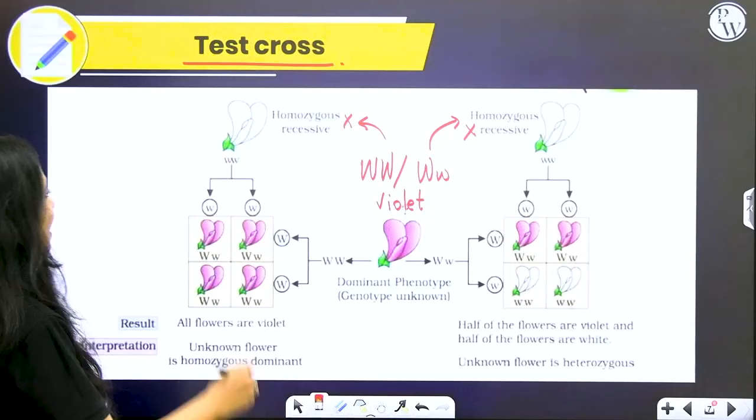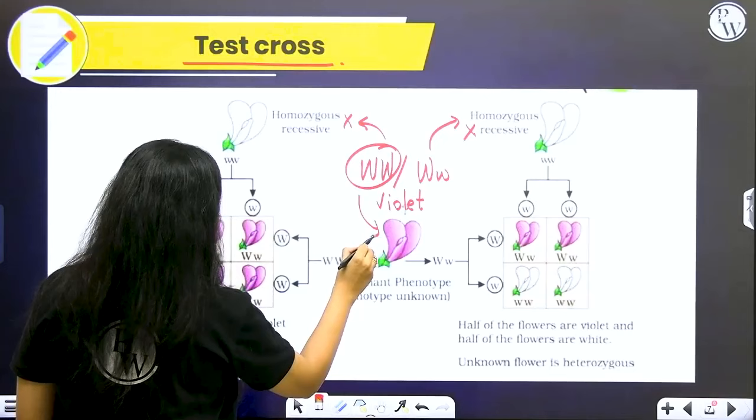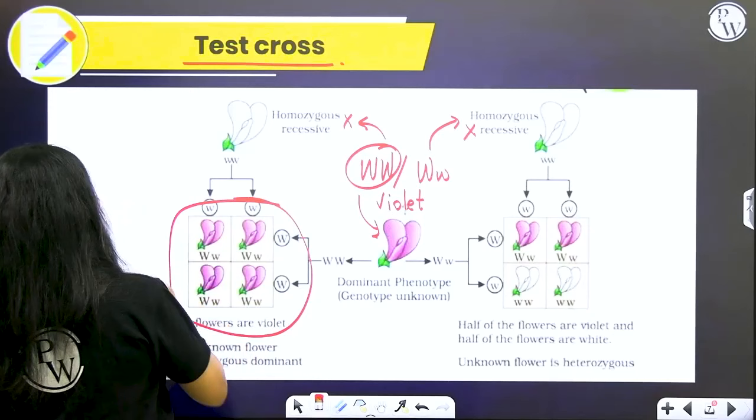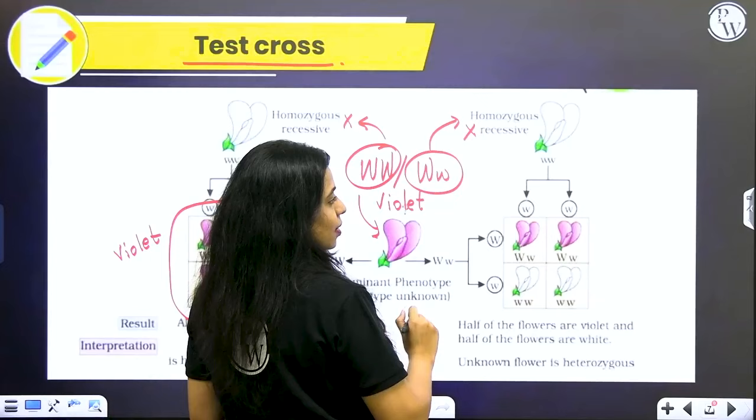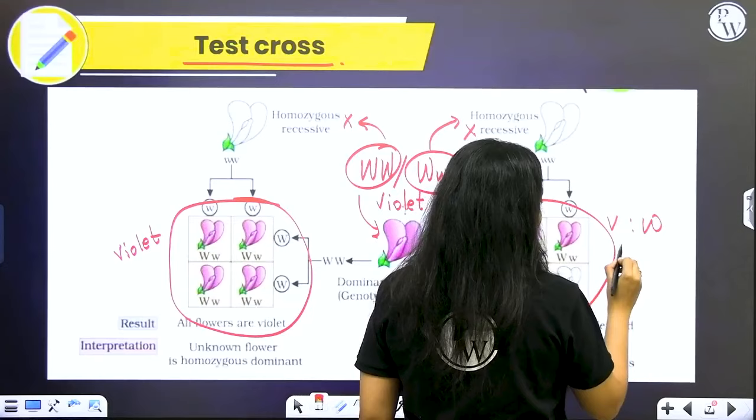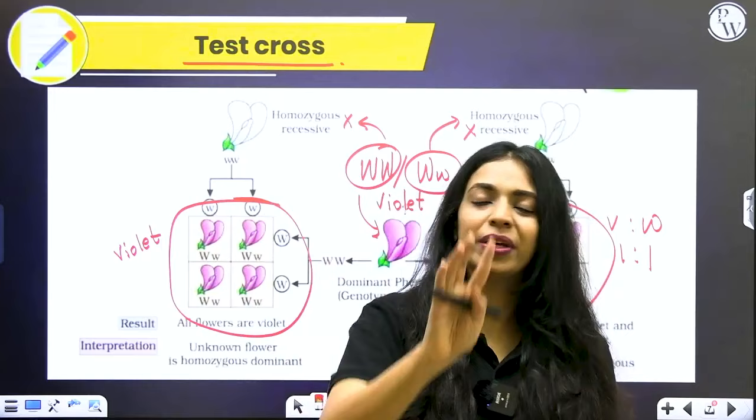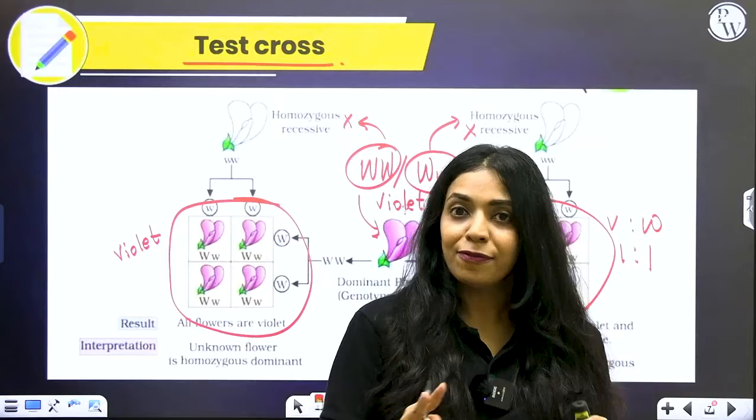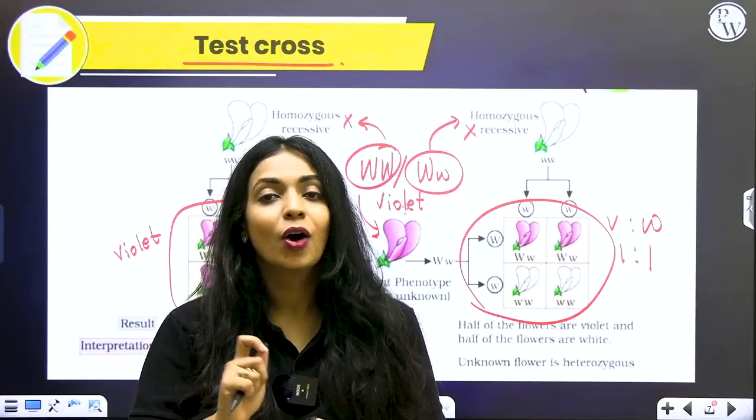If it is homozygous dominant, if this is the genotype of this flower, then from this cross, all of the offspring that you get, all of the progeny that you get will be violet. If it is heterozygous, then in the progeny, you will get violet and white in the ratio 1:1. All you have to do is take that plant, cross it with a plant that is homozygous recessive for the same character. If you get all dominant in the offspring, that means that plant that you crossed was homozygous dominant.